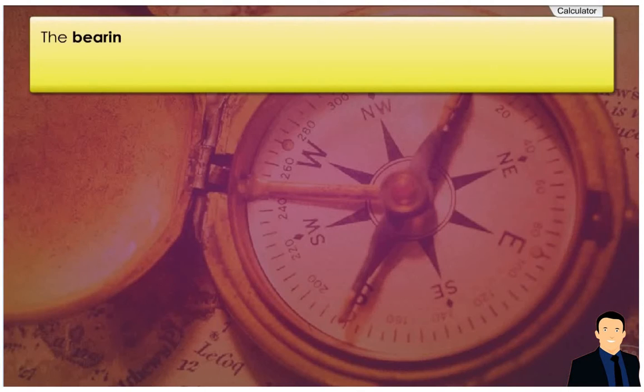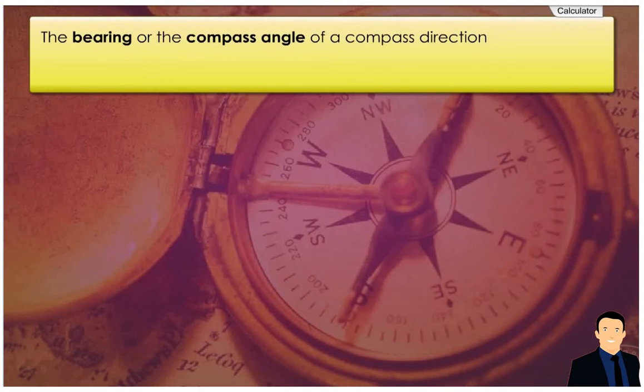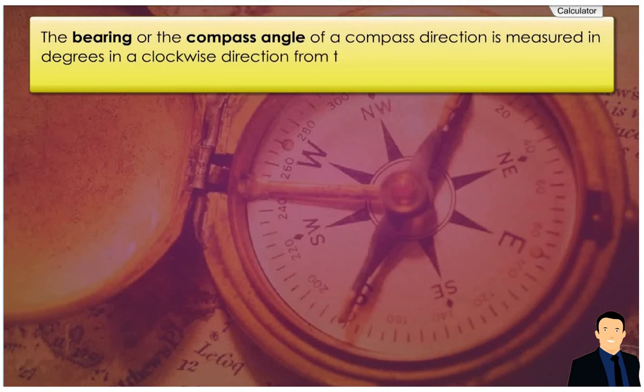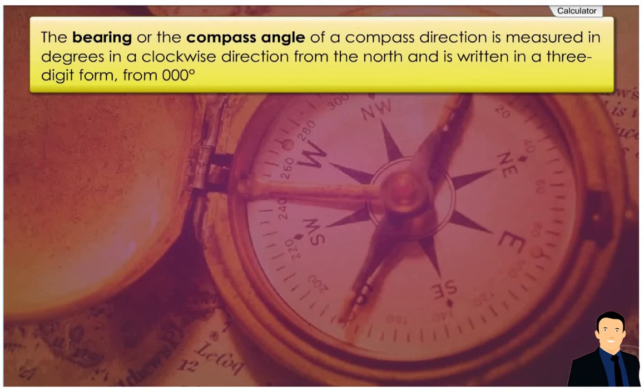In the beginning of this lesson, the word bearing was mentioned, which is the compass angle of a compass direction. The bearing of a compass direction is, as before, measured in degrees in a clockwise direction from the north. However, compass angles and bearings are written in 3-digit forms, from 0 degrees to 360 degrees.